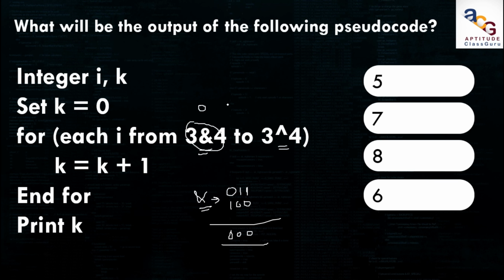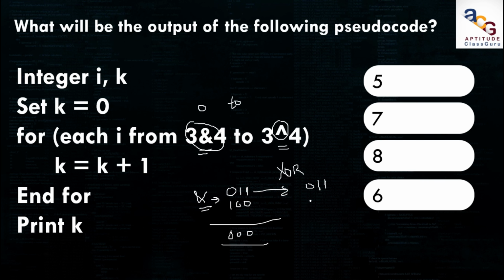So the loop runs from 0 to, what is meant by 3 cap 4? 3 cap is nothing but XOR. What is meant by XOR? If both the inputs are different, then only the output is true. Such that what is the value of 3? Again it's 0 1 1.